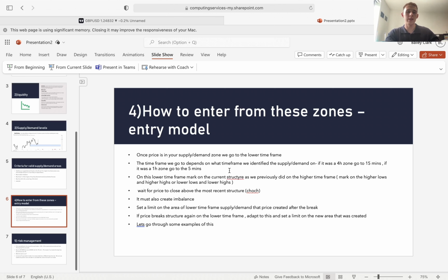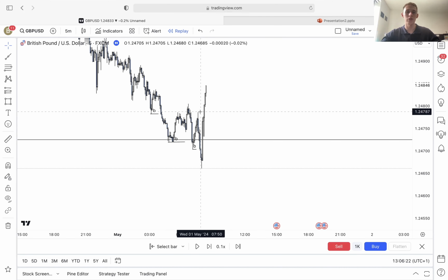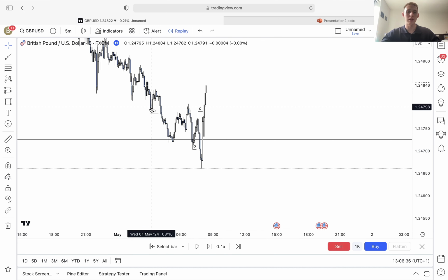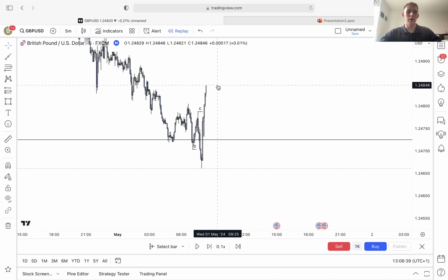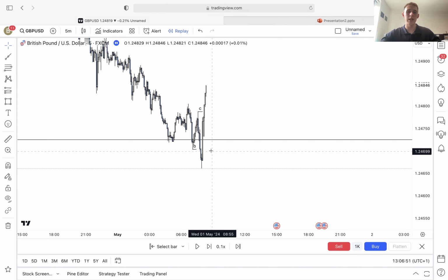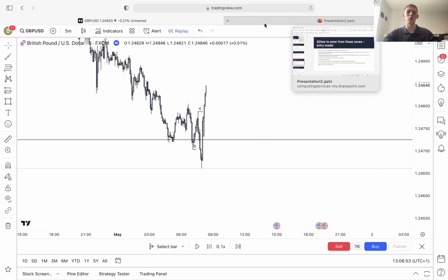So now once we've identified the structure on the 5-minute, we wait for price to close above the most recent structure. In this case, this was the most recent structure. Price has clearly closed above it with all of this momentum as well. So we can identify that and draw it on as a change of character. Once again, marking that with a C. And we'll get rid of some of these as well. So price broke structure with imbalance, which is the next sort of criteria, that it must create imbalance. If this had broken structure but didn't create any imbalance, I would not consider that valid and I wouldn't look for an entry.